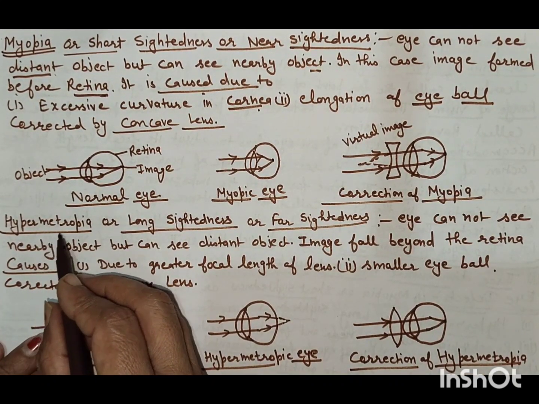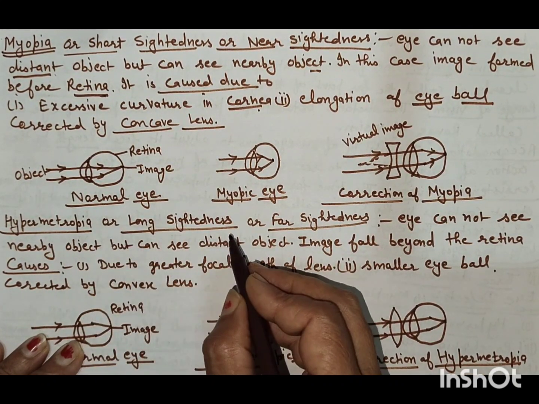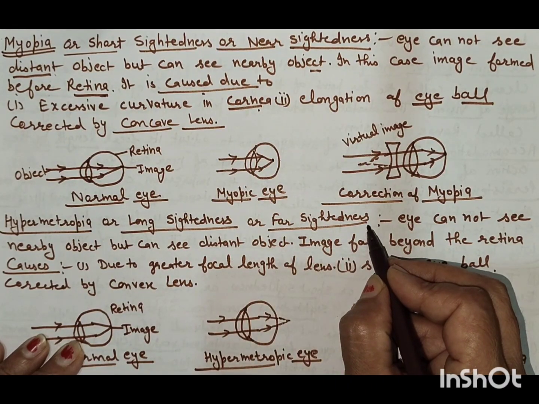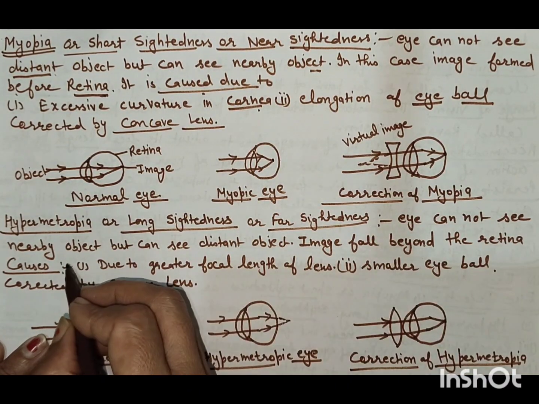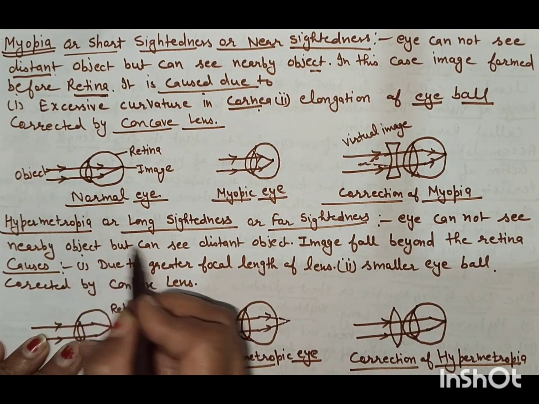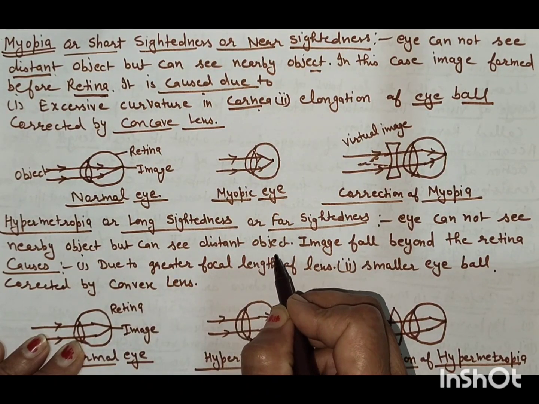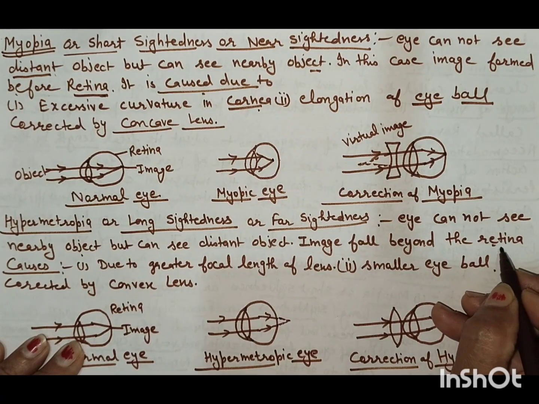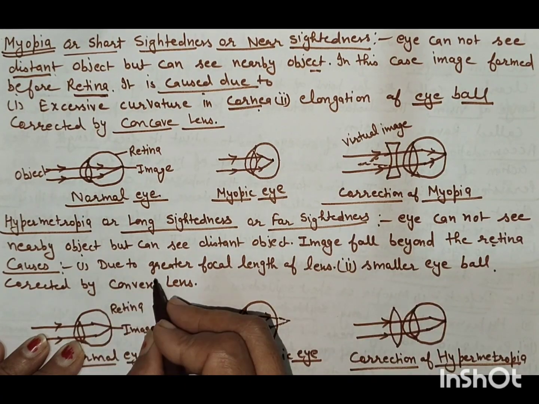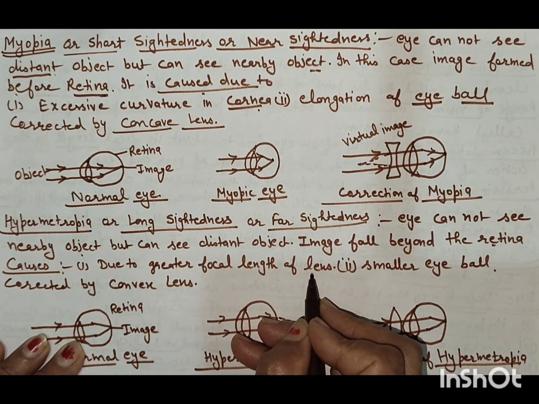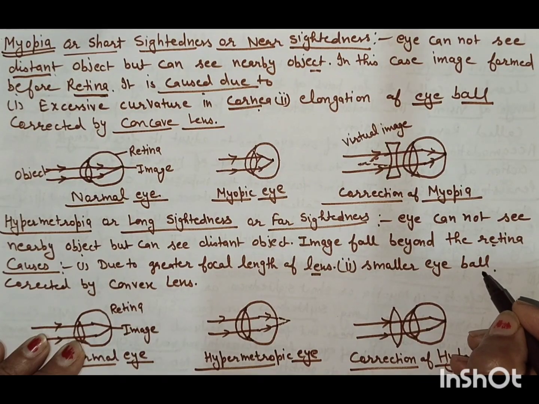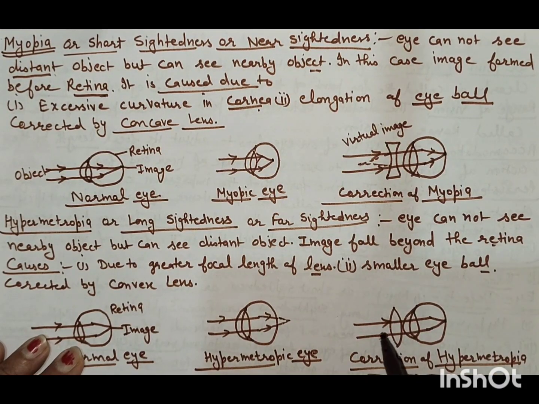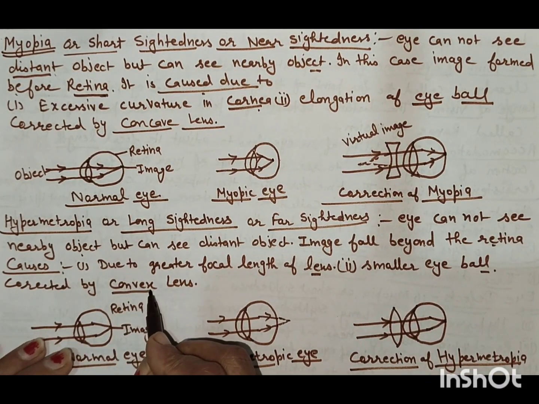Hypermetropia, long name, and long-sightedness or far-sightedness. The eye cannot see nearby objects but can see long distance objects. The image falls beyond the retina or after the retina, and it is caused due to the greater focal length of the lens and smaller eyeball, and it will be corrected by using the convex lens.